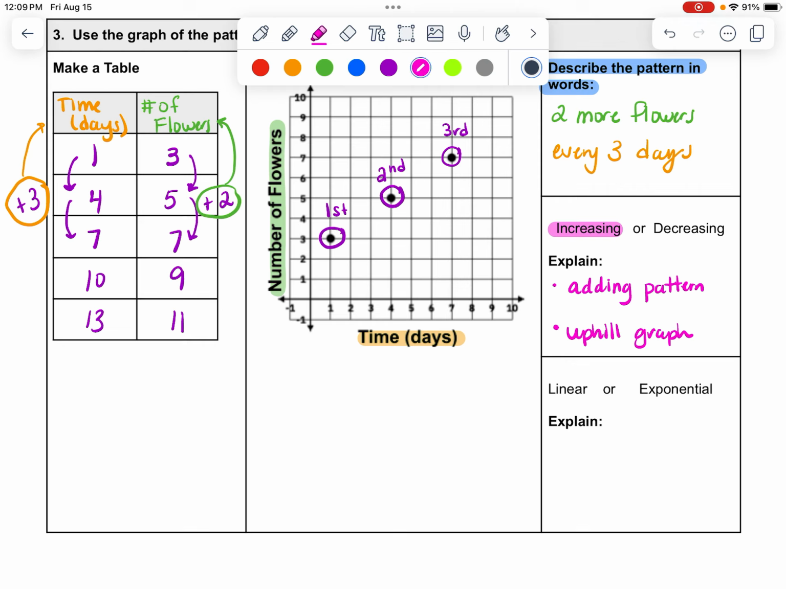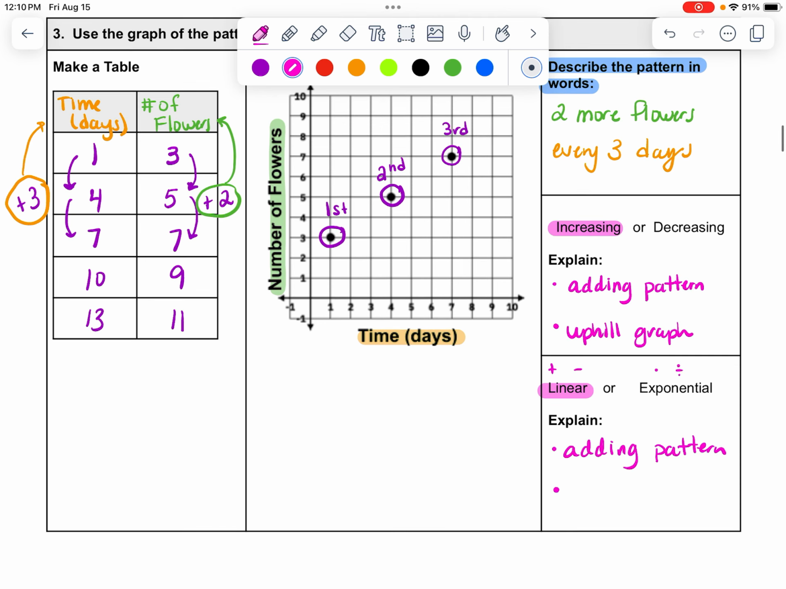Next, in terms of linear or exponential, we're going to say we have a linear pattern. And again, linear is when we have plusing or minusing, and exponential is when we have multiplying or dividing. So we're going to say that because we have an adding pattern and because we have a line graph. Even though there's no line on the graph, the points are actually in a line. We just didn't draw it in. And so we're done with this problem.